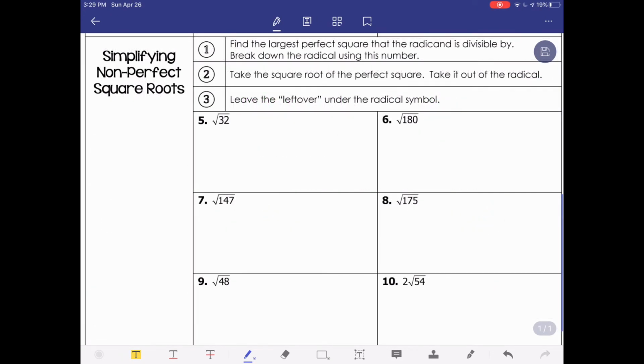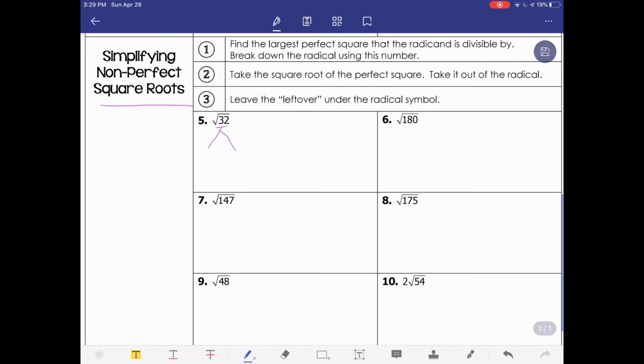Now we're going to move on to simplifying non-perfect square roots. There are going to be 3 steps for simplifying non-perfect square roots. Step 1, we want to find the largest perfect square that the radicand is divisible by and break down the radical using this number. So if we look at number 5, I have the square root of 32, or radical 32. I need to break down this 32 and see what the largest perfect square is that it is divisible by.